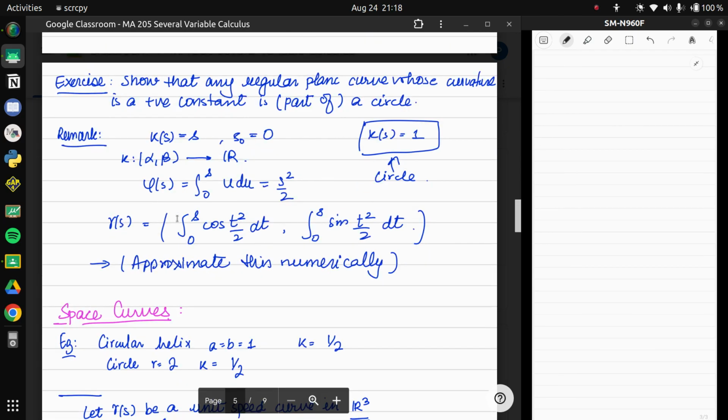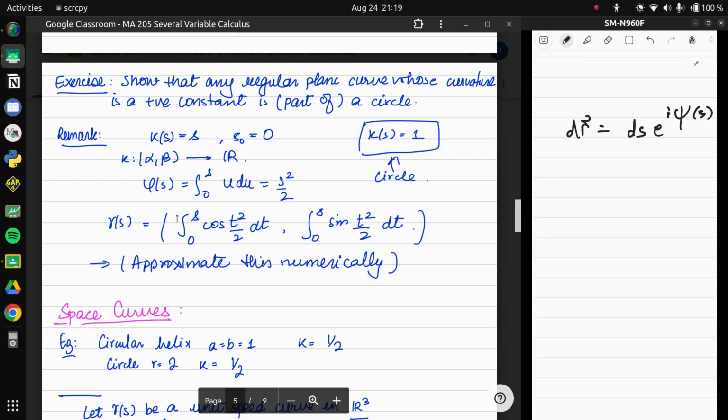Next thing, we have to show that any regular plane curve whose curvature is a positive constant is in fact part of a circle. Cool. This shouldn't be hard. So your kappa is 1. So once again, what's kappa? You know what, never mind. I'm just going to do this thing. So dr vector is equal to ds e power I psi, right? Yeah, psi of s.